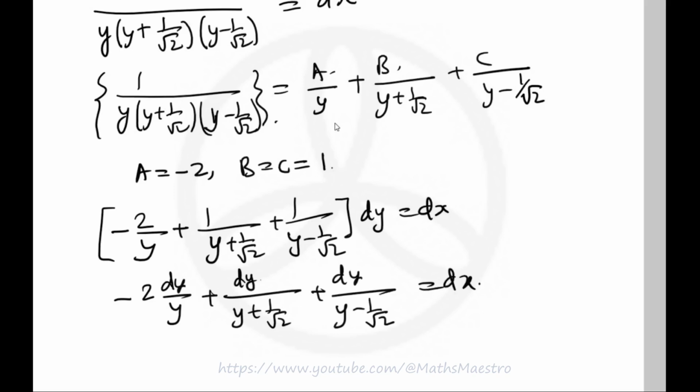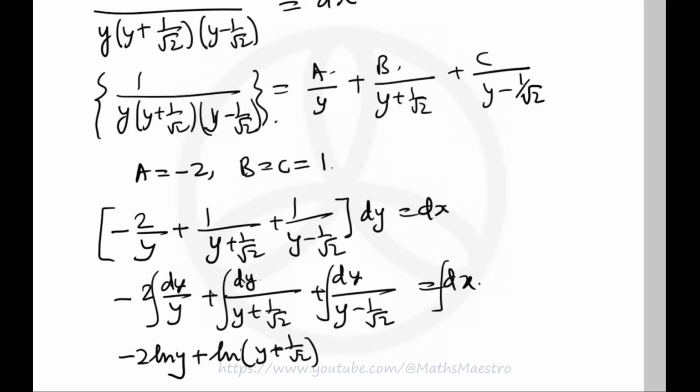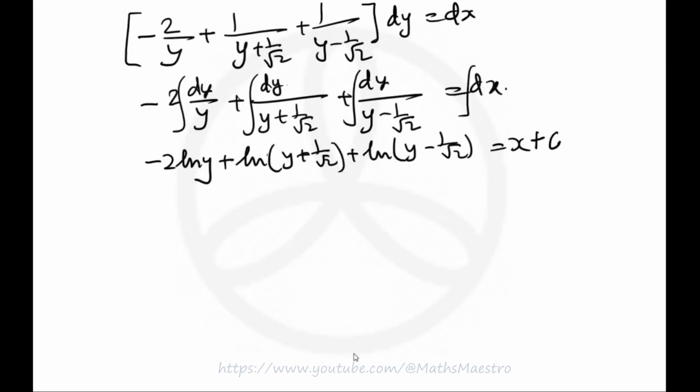Now what we have to do, we have to simply apply integration on both the sides, and if I put integration here, here and here, we get minus 2 of ln y plus ln of y plus 1 plus ln of y minus 1 is equal to x. And please do not forget to put a constant of integration c. Now we have to take it just a little further.